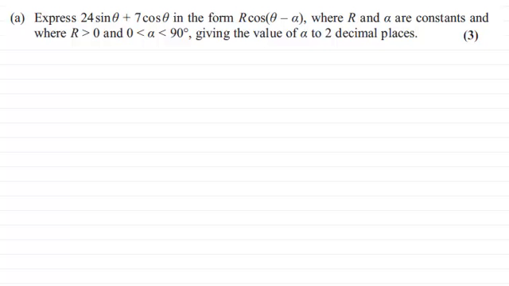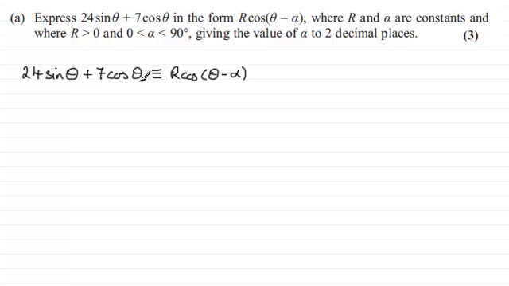Okay, welcome back then if you had a go. So, as I say, this is a very standard type of question, although there is a bit of a twist in it, which does tend to catch people out. First of all, we'll just copy the question down. We've got 24 sine theta plus 7 cos theta and we have to express it in this form. So we're saying it's going to be identical to R cos(theta minus alpha).